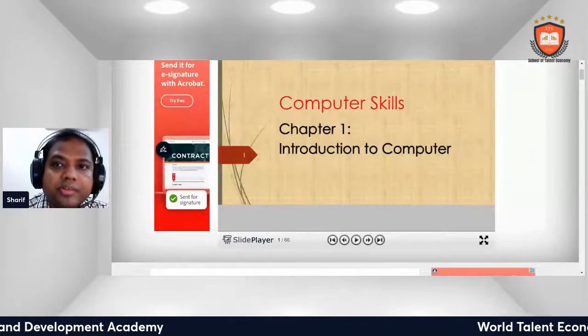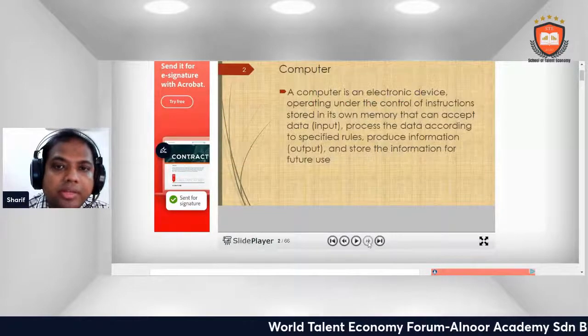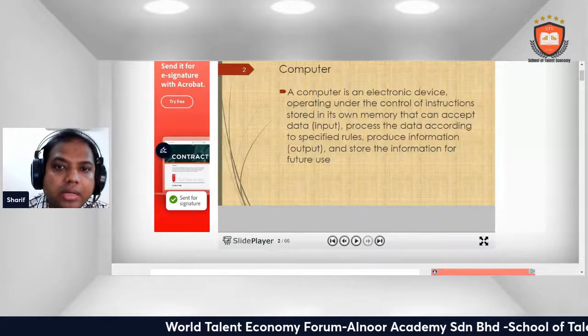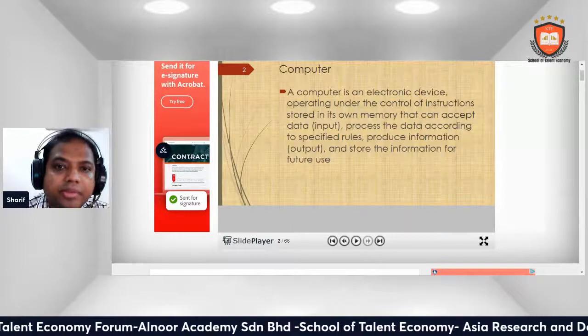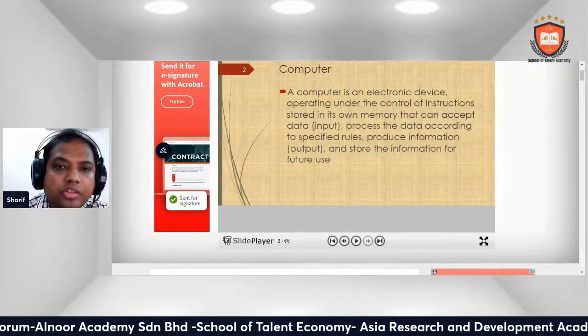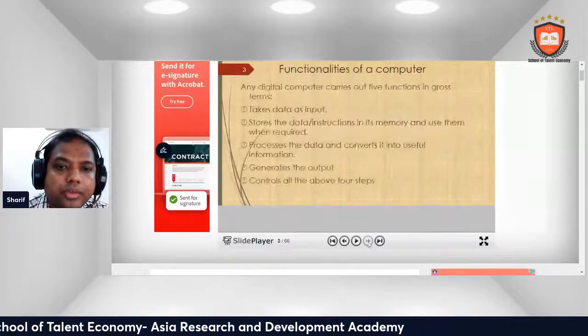Computers are a very important aspect of our regular life. A computer is an electronic device operating under the control of instructions stored in its own memory that can accept data, process the data according to specific rules, produce information, and share the information for future use.